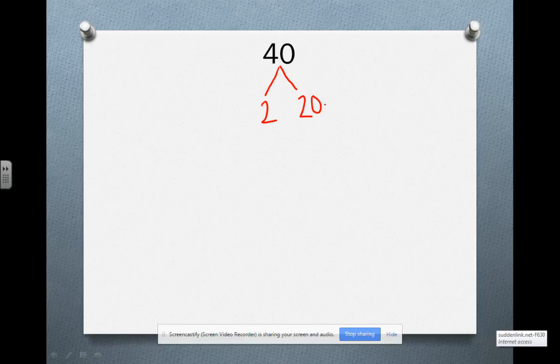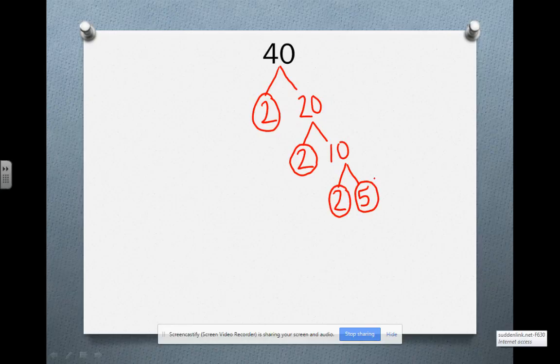So when I have 2 and 20, I'm going to circle 2 because it's prime. 20 can be broken down again into 2 and 10. Circle my 2 because 2 is prime. And now I have 10, which can be broken down into 2 times 5. And I'm going to circle each one of those because they are prime. I couldn't circle the 20 because it wasn't prime. It could have been broken down. And I couldn't circle the 10 because it wasn't prime.